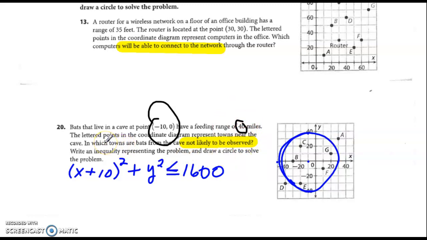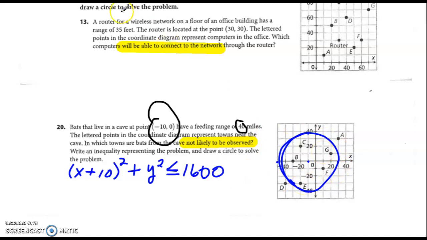Okay, and it wants to know what towns are bats from the cave not likely to be observed. Bats that live in a cave at this point, (-10, 0), have a feeding range of 40 miles. So which towns will not be affected, basically? It looks like A will not be affected. It looks like D will not be affected. Can we conclude that B, C, F, and G are not going to be part of it? Do you feel pretty confident in that? If this were a test, I'd probably make sure I check A and D, and maybe E. Anything that looks remotely close, I would probably check.